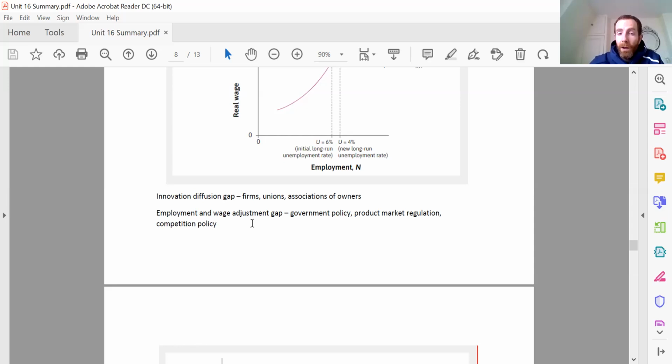And then government policy and potentially unions as well could have an impact on how quickly wages are able to adjust. So these two concepts, the innovation diffusion gap and the employment and wage adjustment gap, will go a long way to determining how quickly we reach the new long-run equilibrium. And what we'll see later on is that different countries having different institutions can have an impact on this.